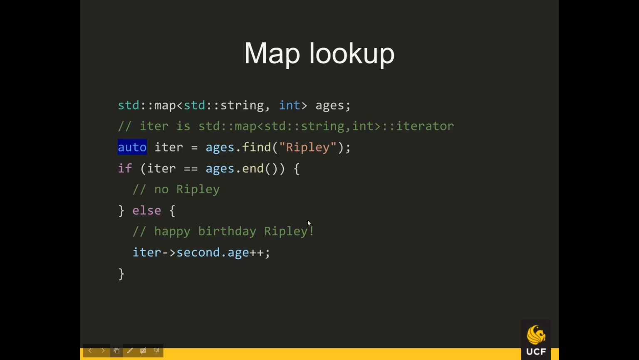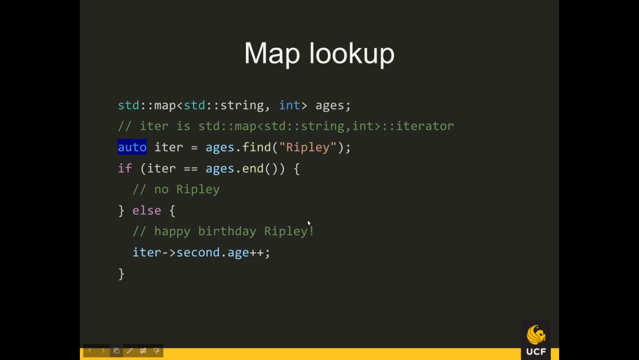So every container has two methods on it called begin and end. Begin gives you an iterator to the first element if there is one, and end gives you an iterator to just past the end of the container. So you can't dereference end to get a value, because end is kind of like null, although it's much safer because it's very well defined in the context of the container. And obviously if the container is empty and you call begin, you're immediately going to get end.